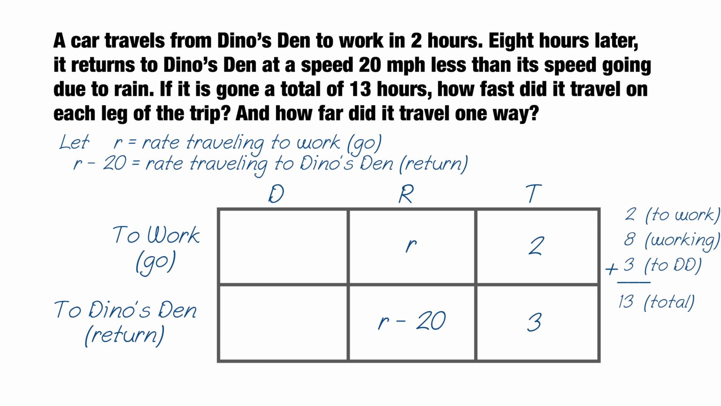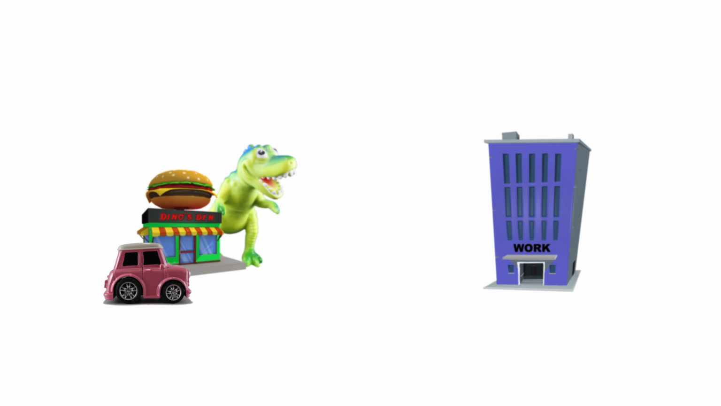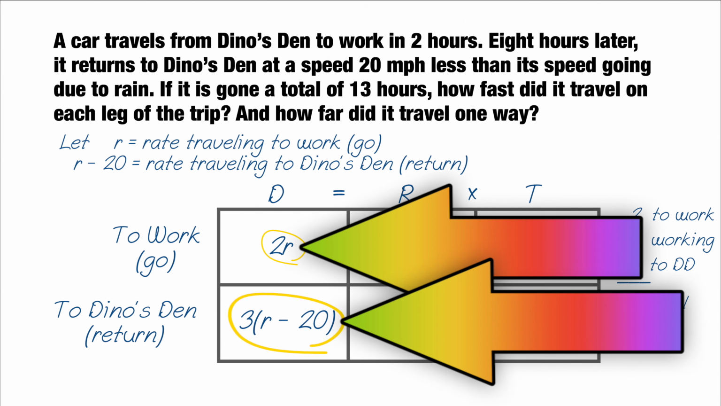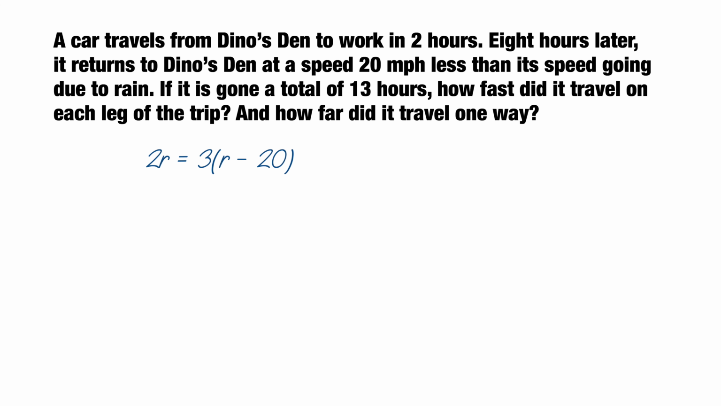Continuing on, since distance equals rate times time, we can finish filling in the distance column. Thus, distance to work is 2 times R, and distance back to Dino's den is 3 times R minus 20. And finally, we can set up an equation and solve. Since the distance to work is the same as the distance back to Dino's den, we equate the distances. Now we have an equation.